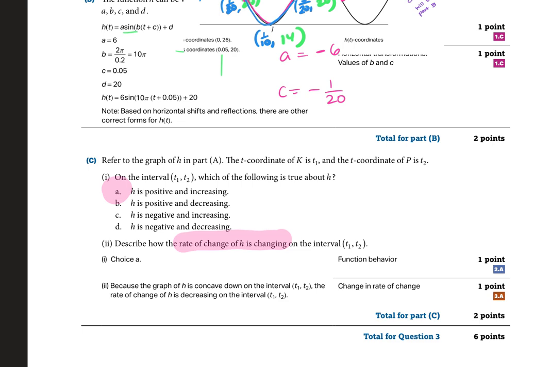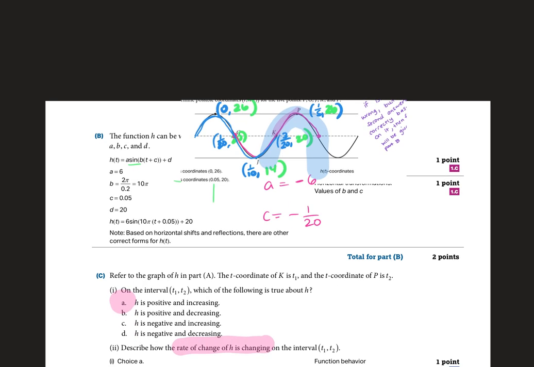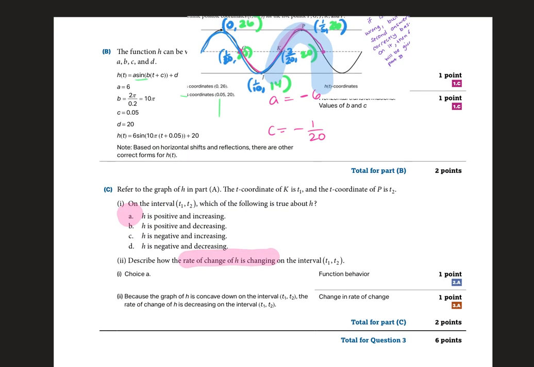Is your rate of change increasing or decreasing? Because that little section of your curve is on the U or the N shape, my rate of change is decreasing because the graph is concave down. So you need to include that. It doesn't have to be in that order. It could say the rate of change is decreasing because the graph is concave down, or it could say because the graph is concave down, the rate of change is decreasing.